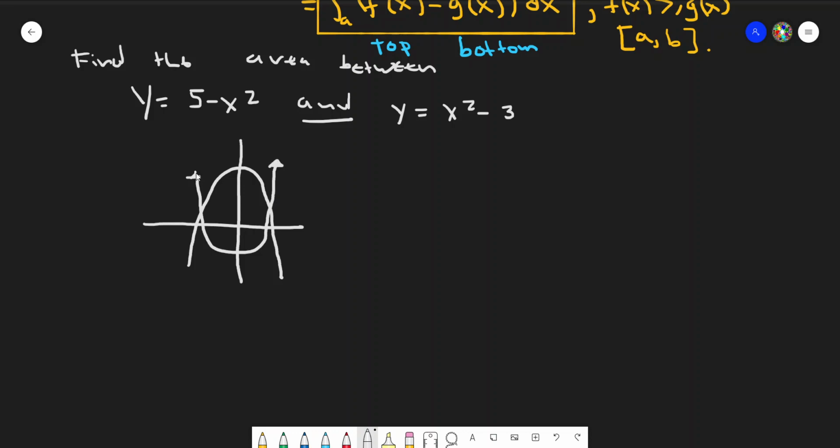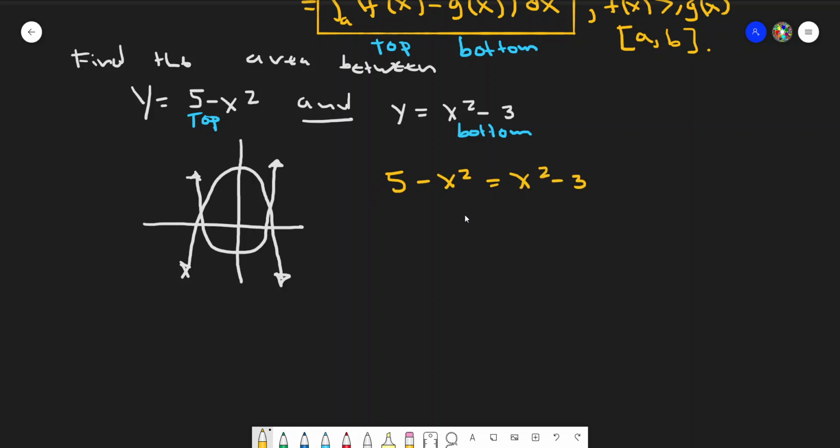Now definitely this is not to scale, but all that we need to figure out now is where they might intersect, because we can see that essentially the top function is 5 minus x squared, and the bottom function is x squared minus 3. But the question becomes, where do those two intersect? So we would set those equal to each other: 5 minus x squared equals x squared minus 3.